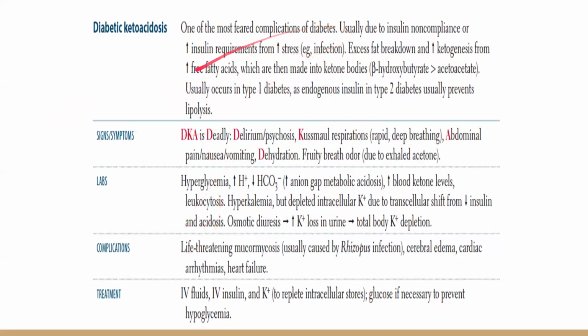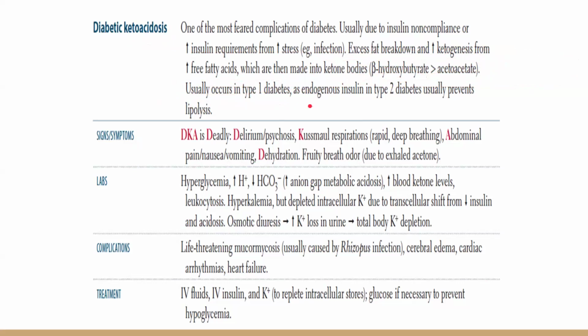But if you don't have enough insulin, you're not going to have enough inhibition of lipolysis to prevent this diabetic ketoacidosis from happening, which is mentioned here. So excess fat breakdown occurs, that's lipolysis, increased ketogenesis from increased free fatty acids, which are then made into ketone bodies, beta hydroxybutyrate more than acetoacetate. Again, please revise this, okay?